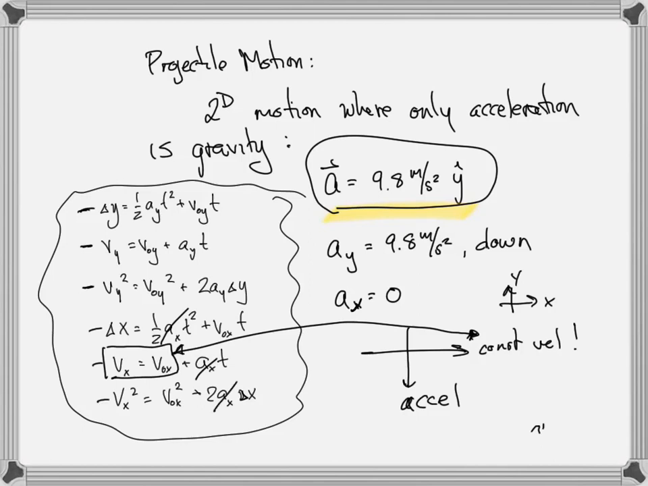A sub x equals 0. So what are we left with? Vx squared equals v0x squared. What does that tell us? Same thing. It tells us the velocity doesn't change. These two equations simply tell us the velocity doesn't change in the horizontal direction.